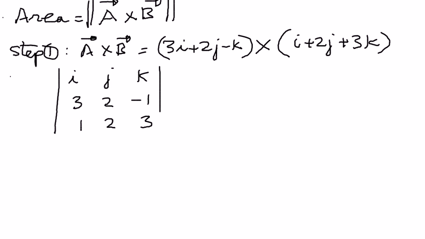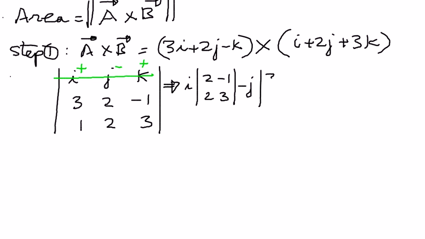We find the determinant of this, and once we get that, we'll find the magnitude of that product. We want to travel along the first row, and the sign convention we're going to follow is positive, negative, positive. We start with i, and we take the minor of that, which is 2, -1, 2, 3, and then minus j. The minor of that is 3, -1, 1, 3, and then plus k. The minor of that is 3, 2, 1, 2.